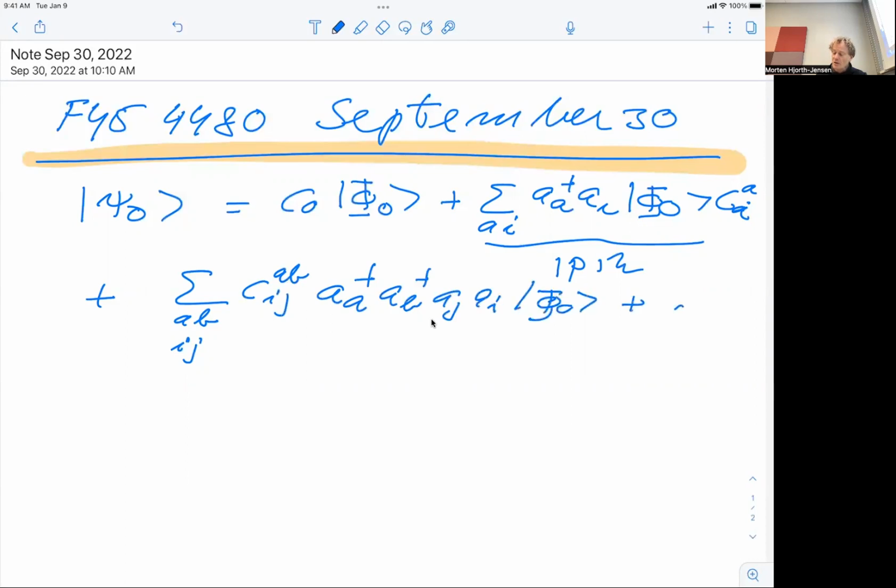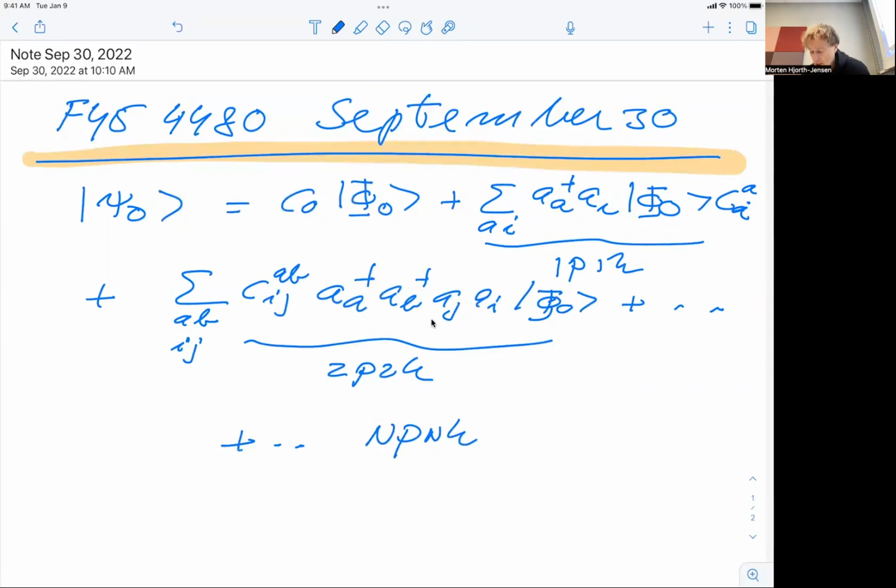And this continues up to the last term. So this is a two particle, two hole term, plus and so on, till we have the last term, which now represents simply n particle, n hole excitations. And that's the total number of particle hole excitations which we can make.